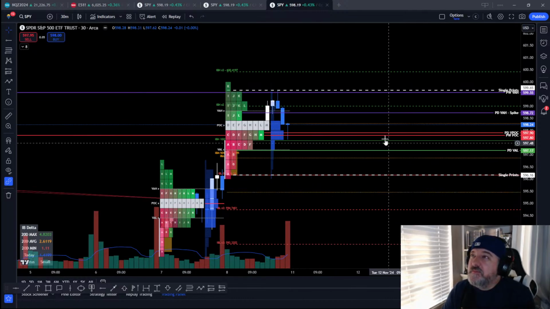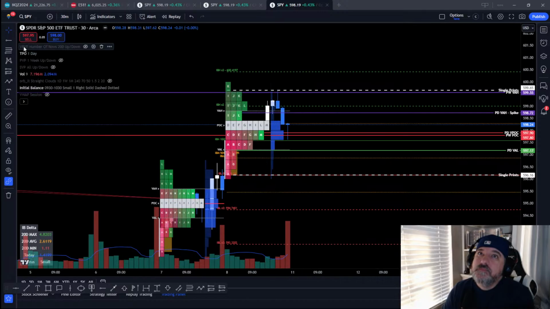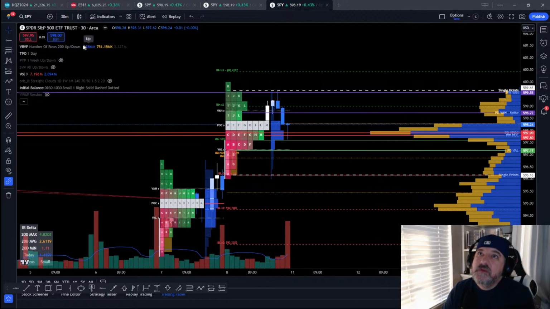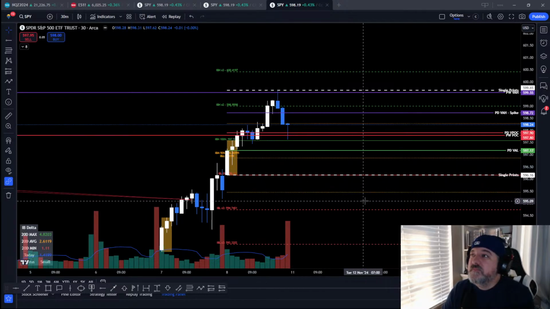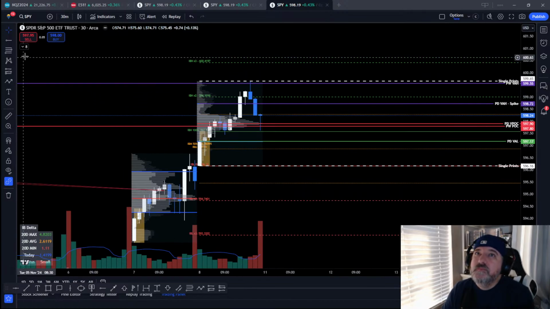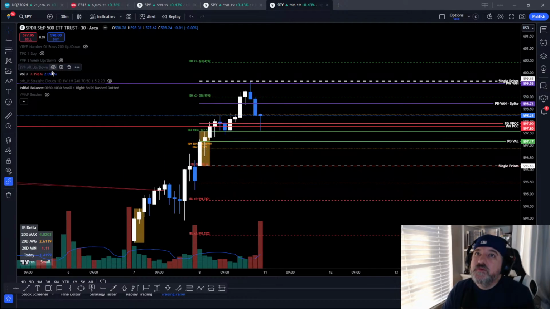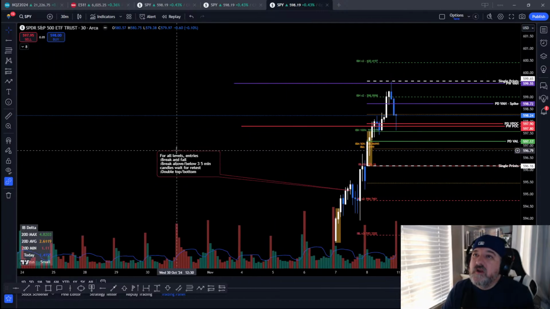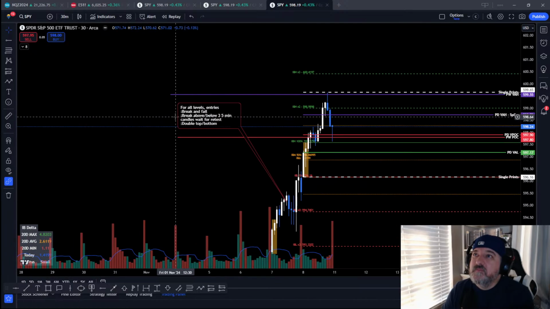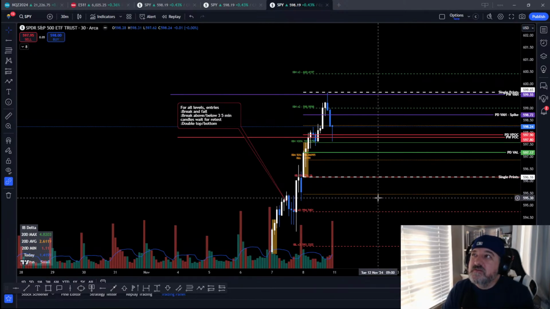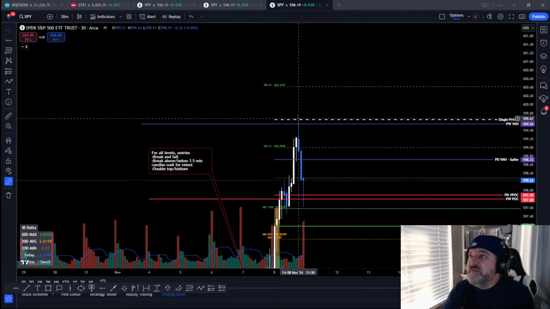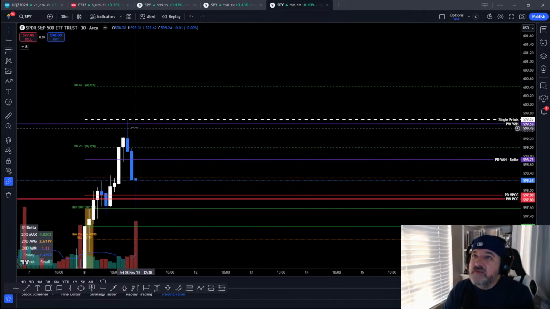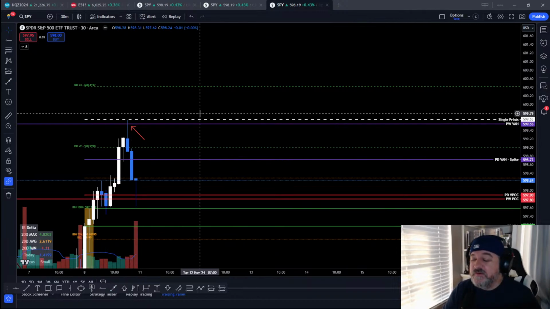So from here, I don't want that. Turn off my TPO. So I will quickly talk about this. Our entries that we're looking for at all levels are break and fail. So if we look at the previous week value area high here, we broke through this level really quickly and then fell back inside. This is exactly what you're looking for as far as break and fail is concerned.